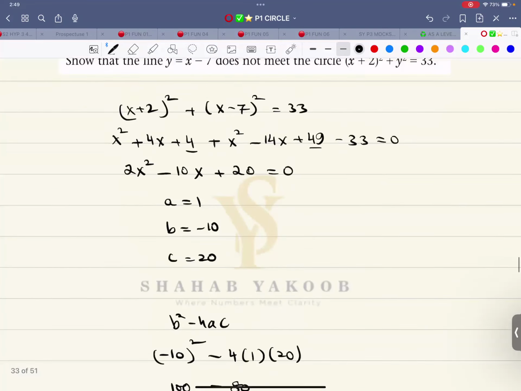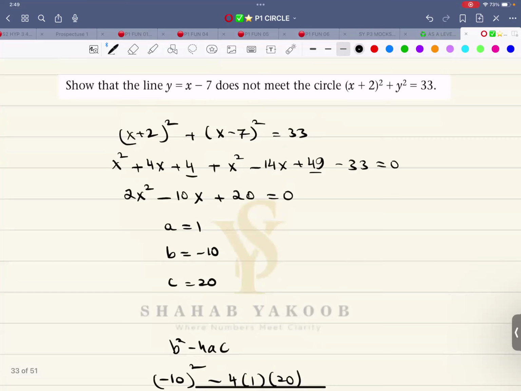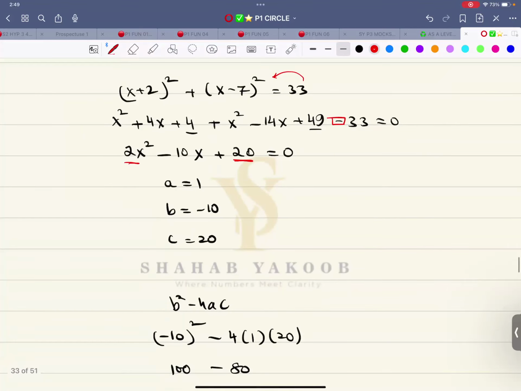X plus 2 whole square. That is x squared plus 4x plus 4. X minus 7 whole square. That is x squared minus 14x plus 7 squared, which is 49. 33 taken to the other side. That negative is there. 53 minus 33. That is 20. That is all good. This is 2. Okay. A is not 1. A is 2. My bad.